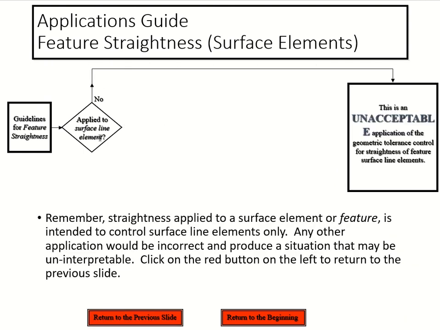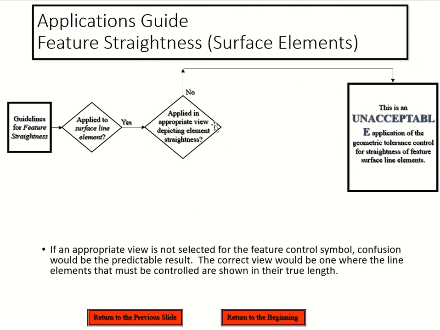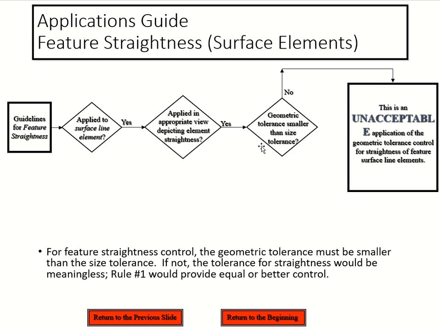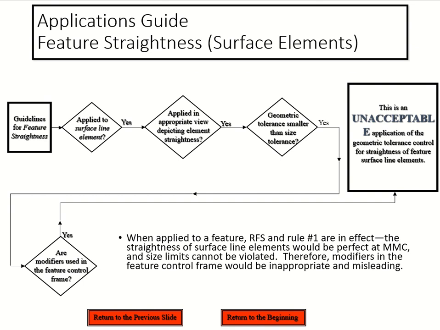All right, unacceptable. You check your drawing and you see the surface line. Did you apply it to the surface line? You didn't apply it to the surface line, so therefore it isn't acceptable. So what you have to do is fix it. The next one, if you didn't apply the appropriate view, you've got to fix that to get the right view. And if your geometric tolerance is not smaller than the size tolerance, it is not acceptable. Something's wrong. Then you look at your modifiers.